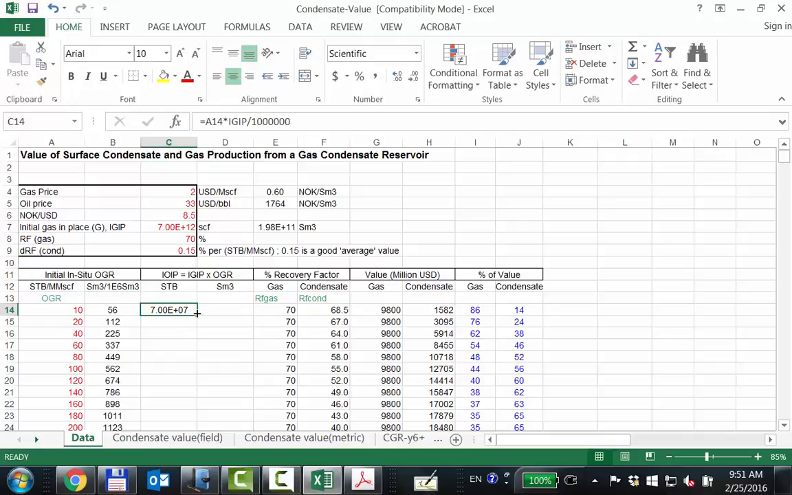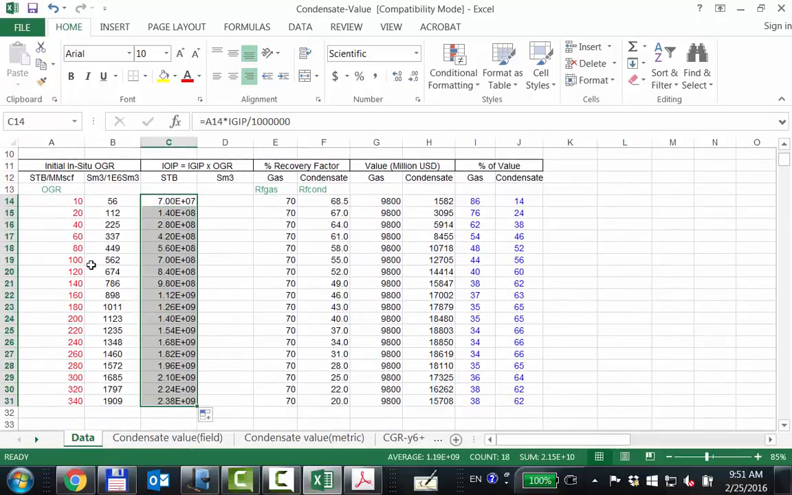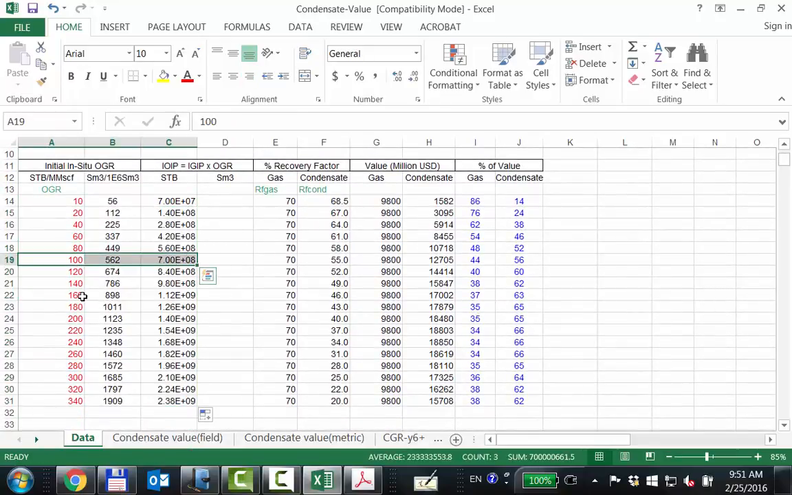But Sleipner, that's if you had a very low oil-gas ratio. We'll just copy this down here. For Sleipner, which is around here, I think, that's 700 million barrels, which is almost a billion barrels, which is a lot of oil. Okay?